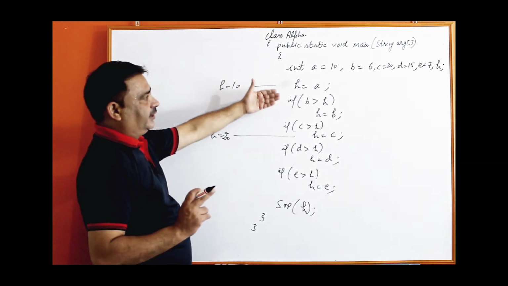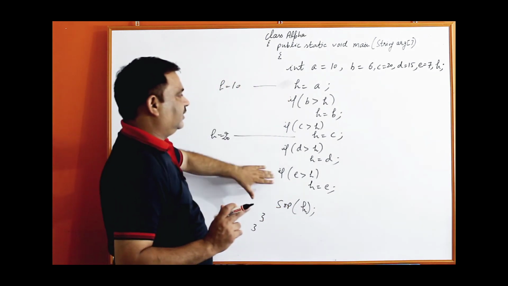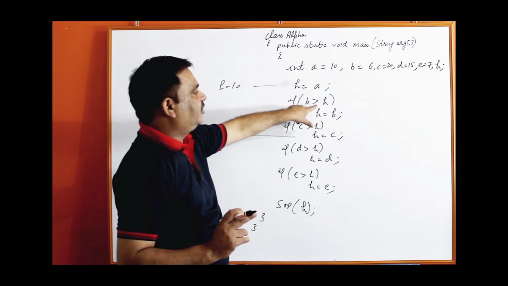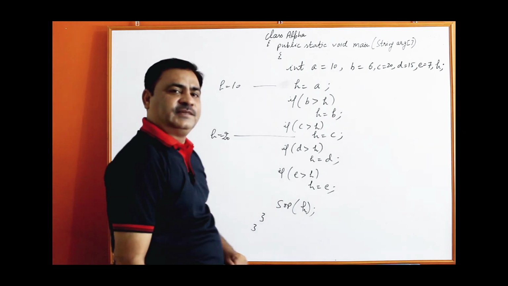In this way, you can also find the greatest out of any numbers. Do not use else here, because if you use else here and this condition is true, this will not execute. So without else, you can also make this program. That's all.